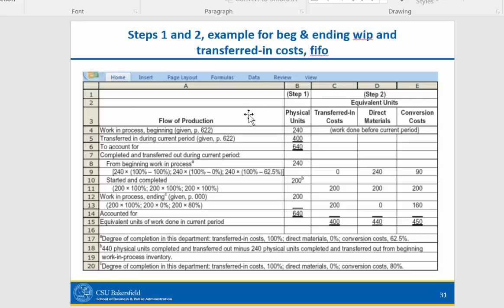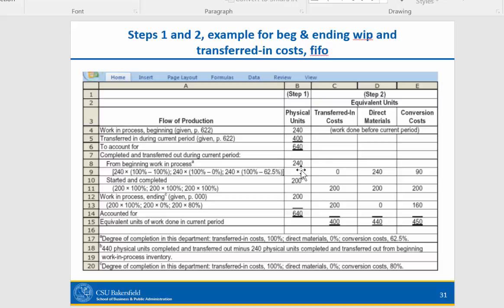So let's come back to the worksheet here. This is what we have. We start with 240, and we have 400, so together we have 640 units. In the beginning we have 240 units left over from the previous season. And we note that in total there are about 440 units completed and transferred out.